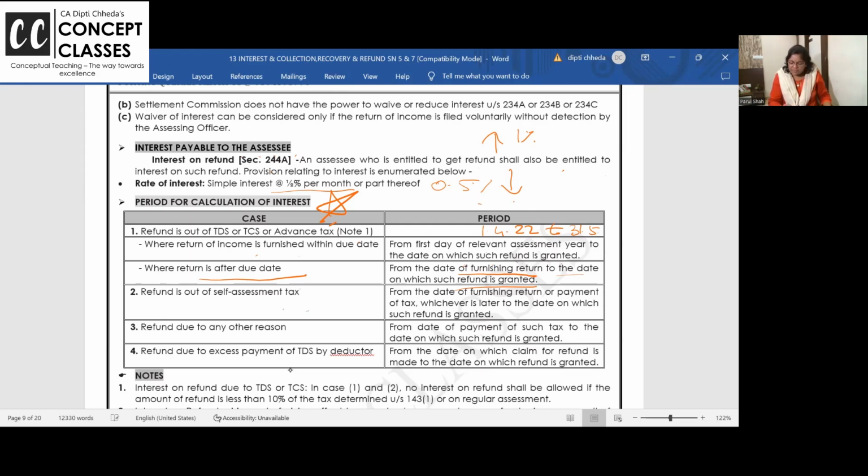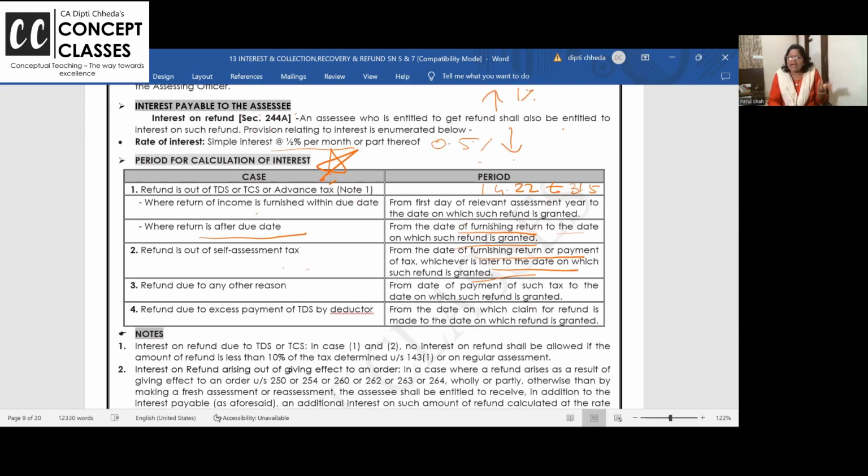Refund is out of self-assessment tax: from date of furnishing the return till the date of refund. Okay. Refund is due to any other reason: from the date of payment of the tax to the date on which refund is granted. For some other case, suppose you have gone for appeals and you paid the tax and then you won the case, so they refunded. Then from the date you paid the tax till the date you are refunded, 0.5% interest under 244A. You can write the example of appeals, where you have to pay the tax in advance, 60 days, 90 days.